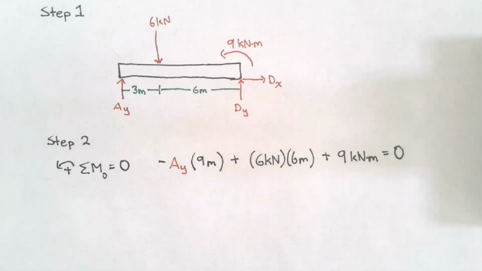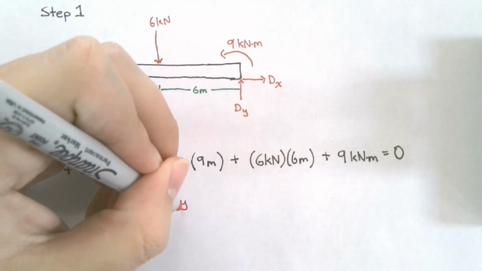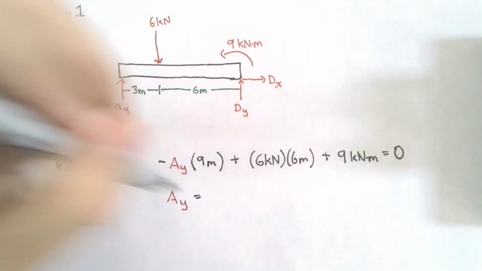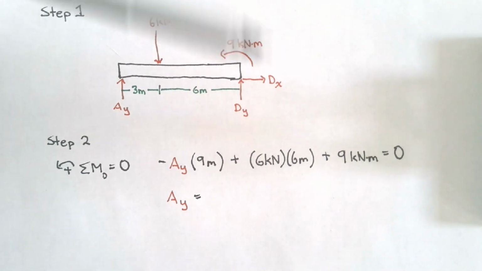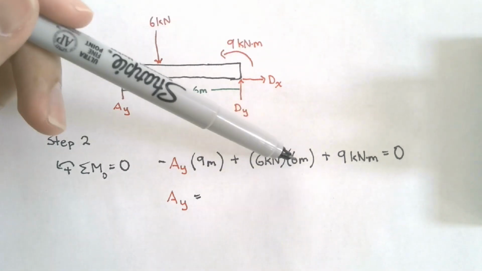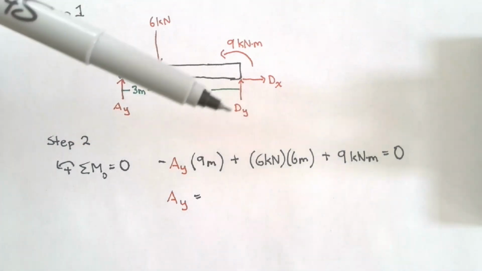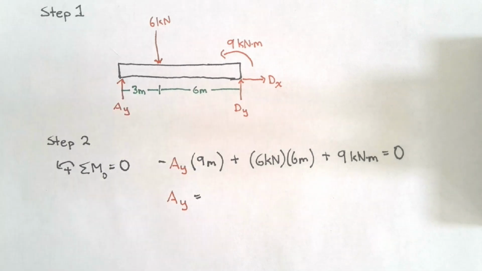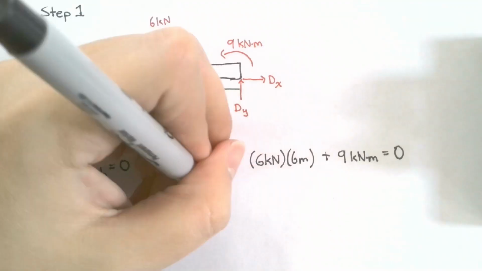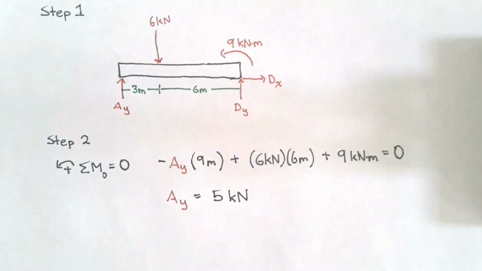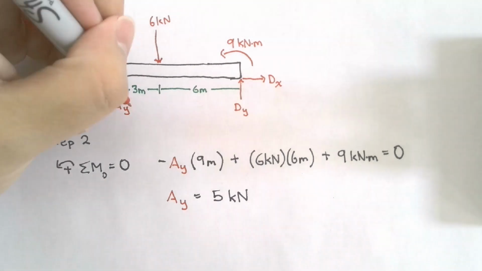Now when we look at this equation, we have one unknown and all of our other values are known. So let's go ahead and solve for AY. In this case, AY will be equal to 36 kilonewton meters plus 9 kilonewton meters, that should be 45 kilonewton meters, divided by 9 meters, that should be 5 kilonewtons. Now that we have that force AY, we can write it back in our free body diagram.